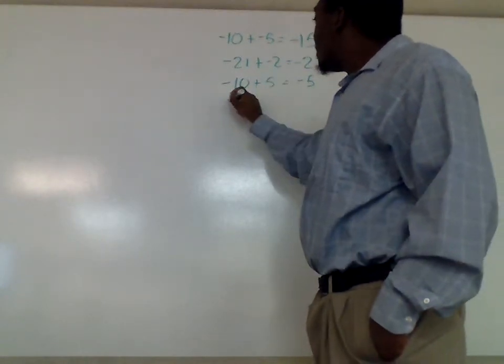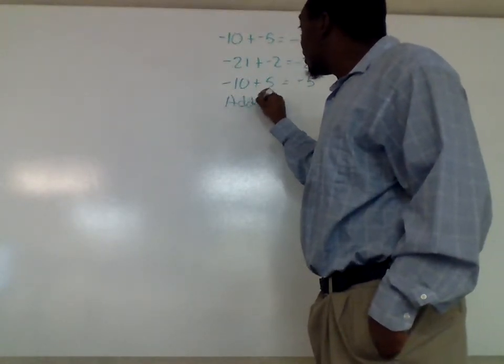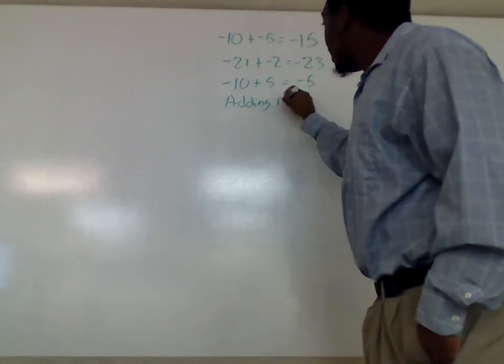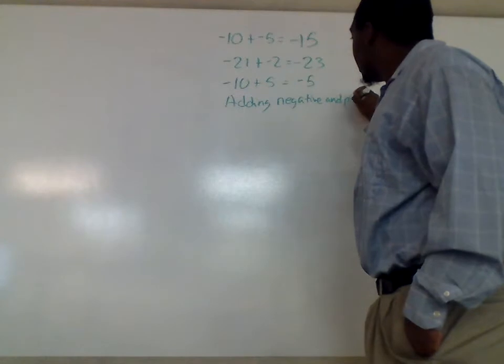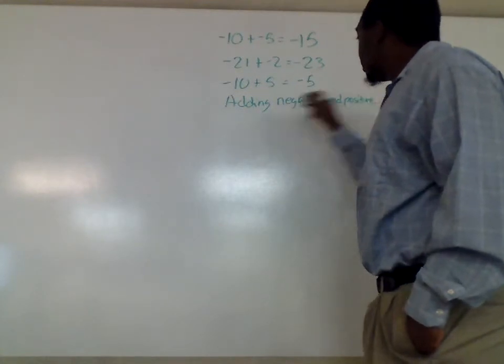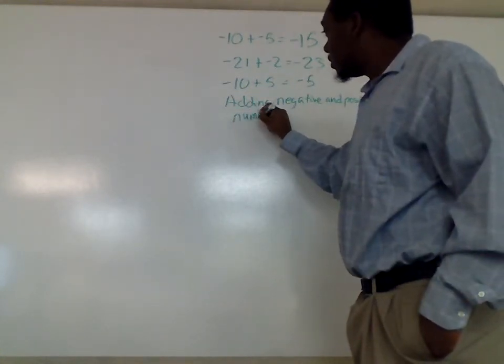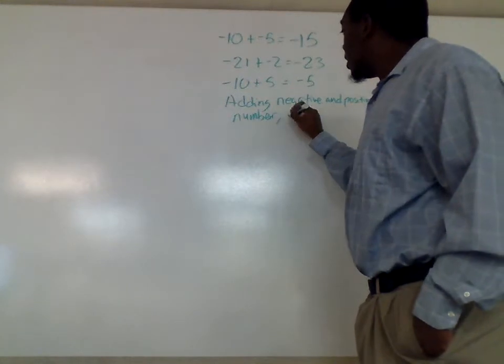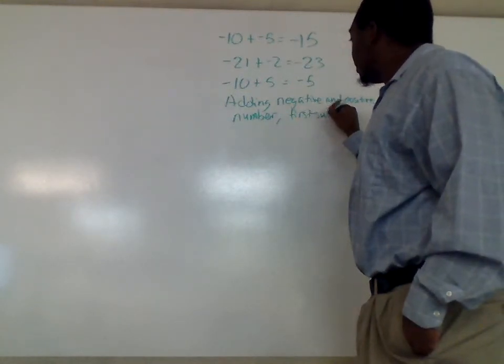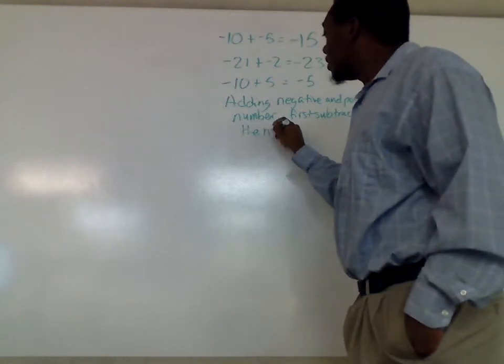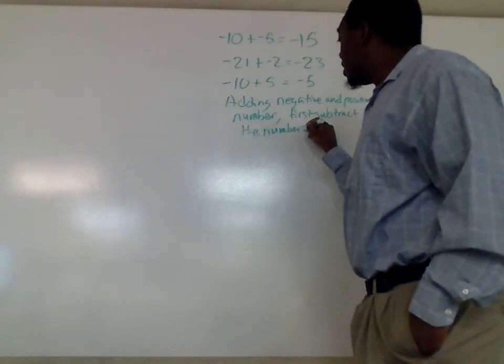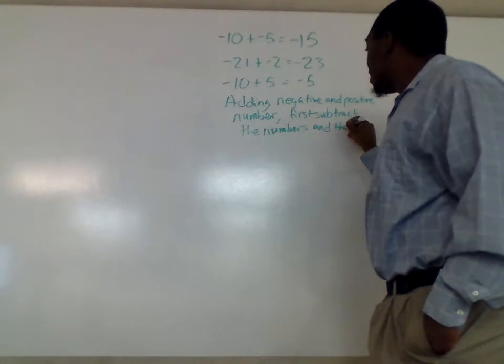So if you're adding a negative and a positive number, you first subtract the numbers, and then put the sign of the larger.